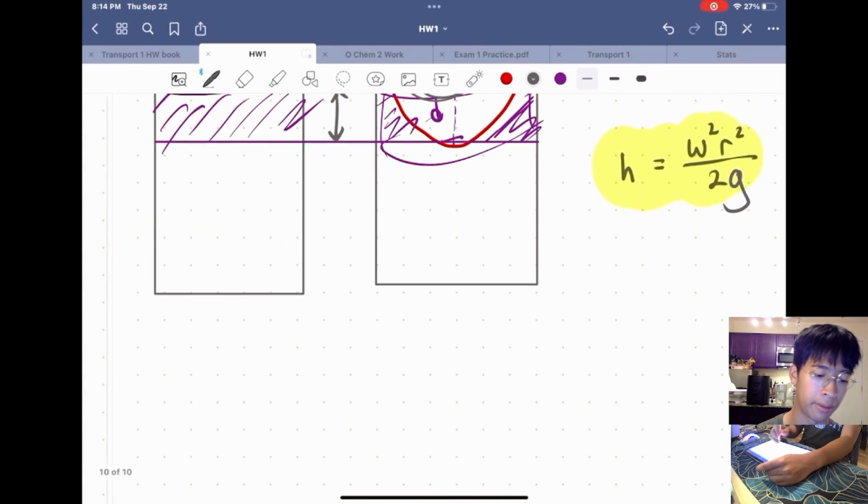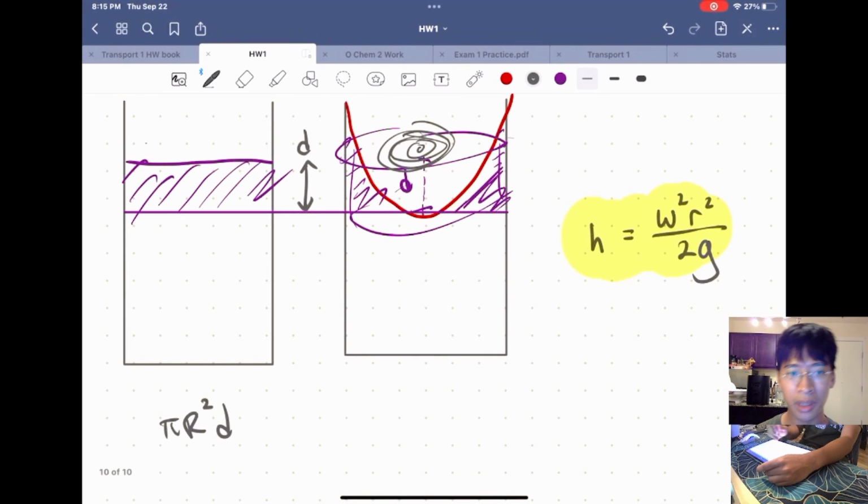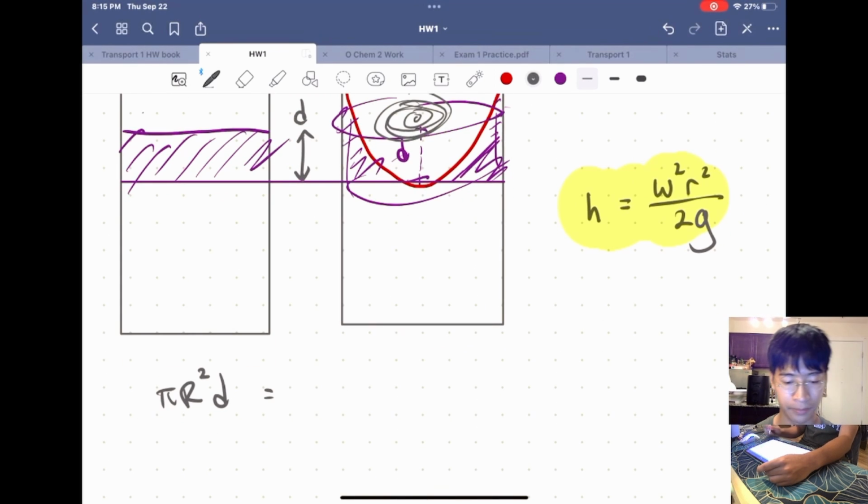Well, let's start with the easy one first. The left-hand side is quite easy. It's just a normal everyday cylinder, right? And we'll call the radius of the container big R. So pi R squared times d. This is the height, but we call it the level of depression.